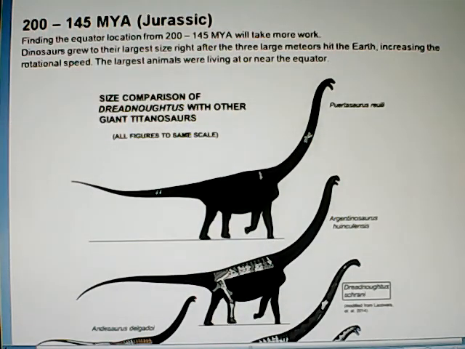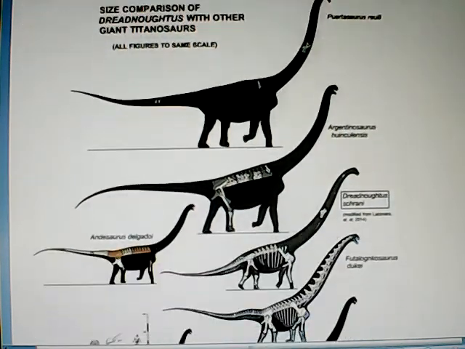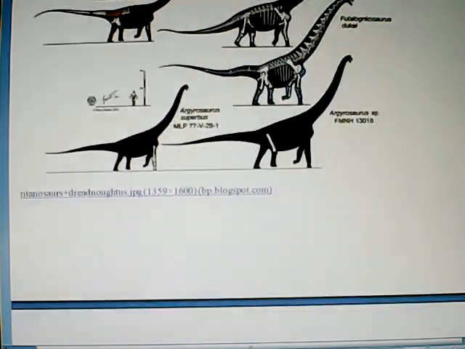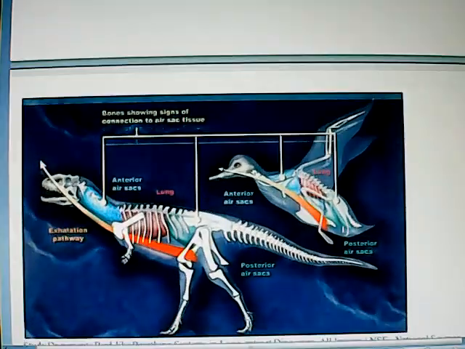Alright, 200 million years ago. It's going to take a little more work to find the exact location of the equator. One of the most important things is right after the three large meteor impacts hit and spun the Earth a lot faster, that's when you have the largest dinosaurs. Truly tremendous dinosaurs, gargantuan in size.